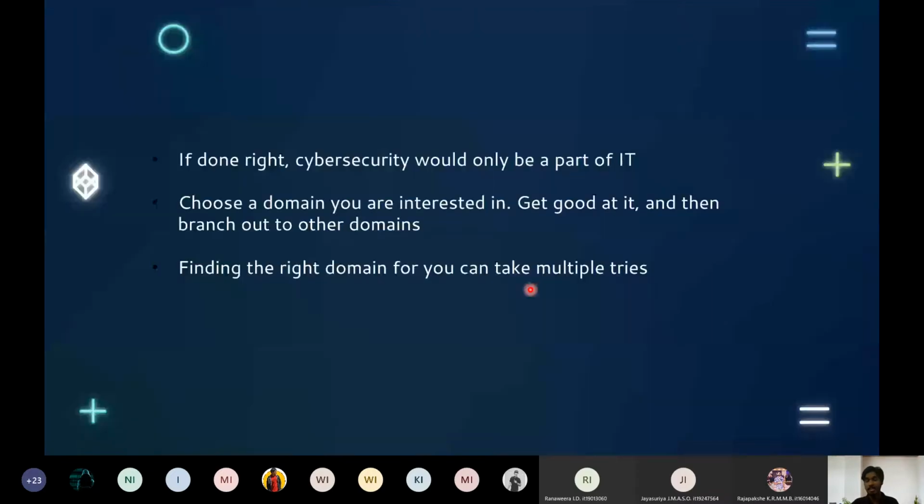And finding the right domain can take multiple tries. In the first year or the first semester, maybe you would be thinking, I want to go into the offensive part, but after a while, maybe you thought, okay, that's not for me. I don't want to go into the hacking part. I don't want to pop shells. I don't want to do nmap scans. That is boring to me. Maybe then you can look into other parts like forensics investigation, running a security operations center, analyzing logs, looking at Wireshark, PCAP files, doing threat intelligence, or if you want to go into the governance side, there are a lot of options available to you in the cybersecurity domain, and I invite you to try at least some of them and see where you fit in.